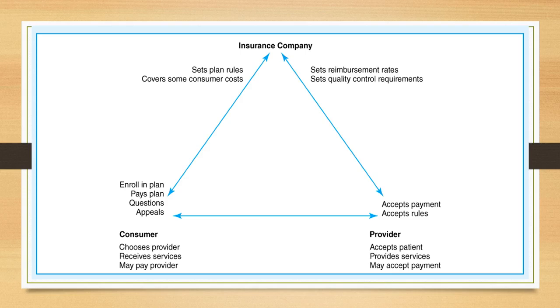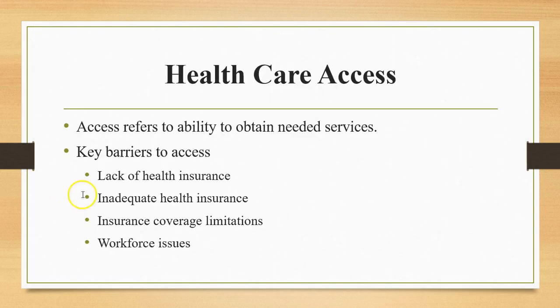Now, next I'd like to touch on health care access here in the US. When we're talking about access, we're referring to the ability to obtain needed health services. There are a variety of factors that can really create a barrier to access to care. Some of these include being underinsured, or people that cannot afford the cost sharing required by their health insurance policy. And these access to healthcare problems tend to be exacerbated due to provider shortages.